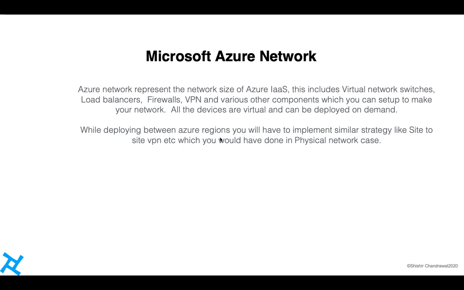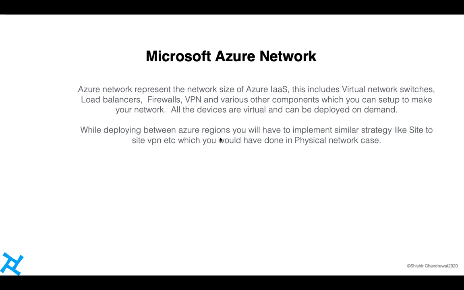While deploying between Azure regions, you will have to implement a similar strategy like site-to-site VPN, etc., which you would have done in a physical network. So one more thing which makes Azure truly awesome, and in fact, I'm sure AWS as well, I don't use it that much, is that when you set up one region, let's say in Asia, and then you set up another region in, say, America, if you would have done it physically, you would have to create some kind of physical connectivity, whether a site-to-site VPN or a leased line or MPLS, whatever kind of connectivity you would have had to create.